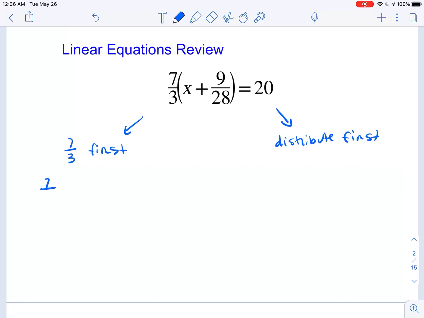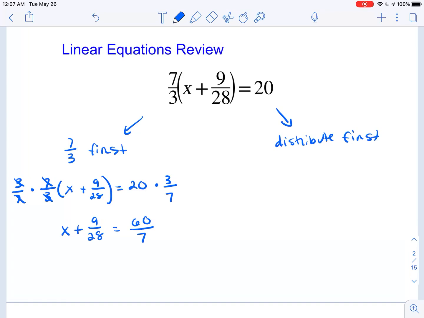So in the example where you want to eliminate 7/3 first, okay, we are allowed to do this because it is isolated on one side, right? There's nothing being added to the end. So I can always multiply by the reciprocal to eliminate that coefficient. Okay, that will cancel everything outside of our parentheses, bringing down just our parentheses. And on the other side, we get 60/7.